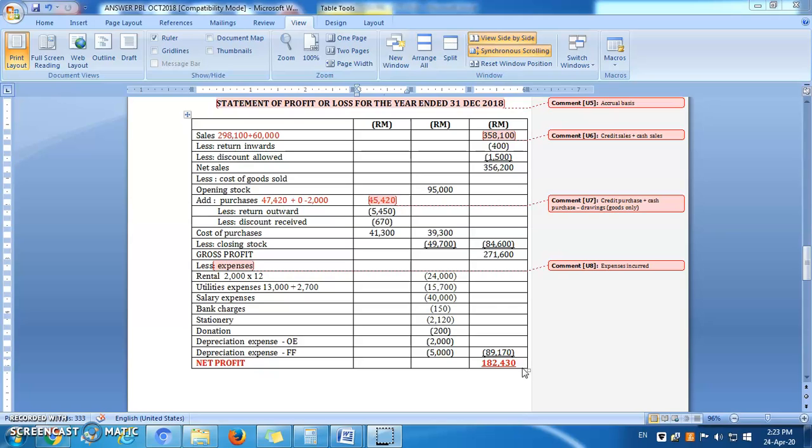And the amount is 182,430 ringgit. So this amount will be transferred to SOFP.